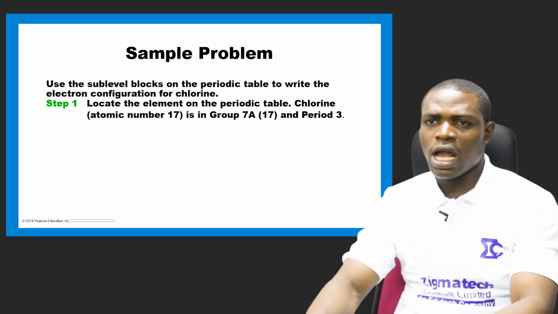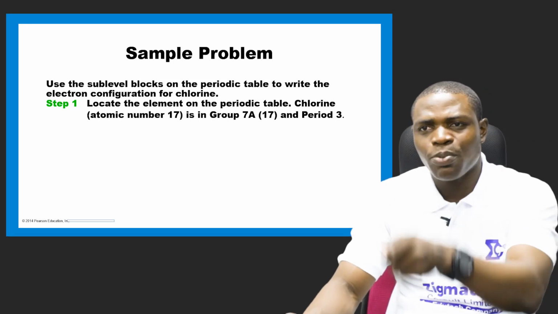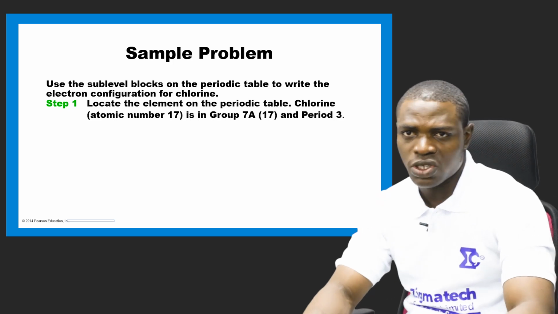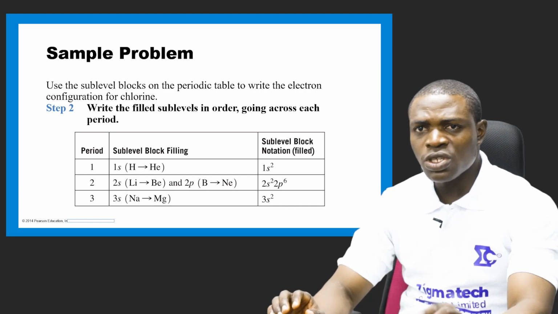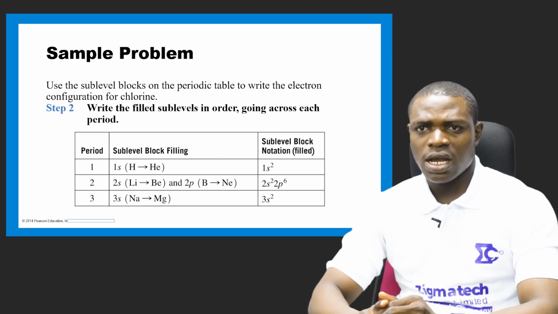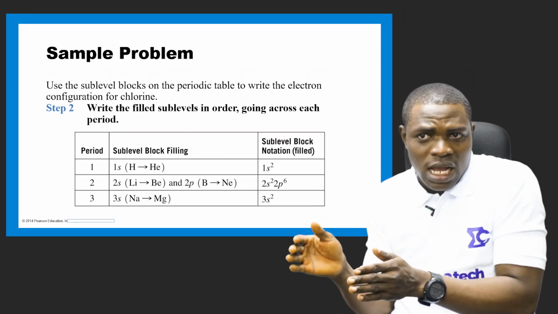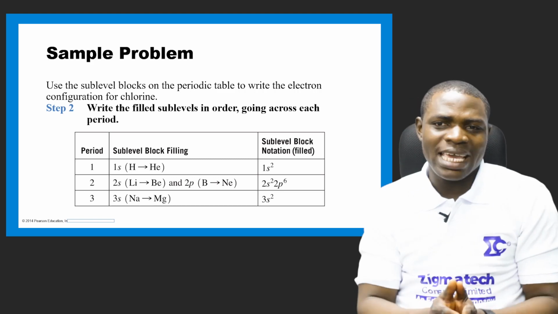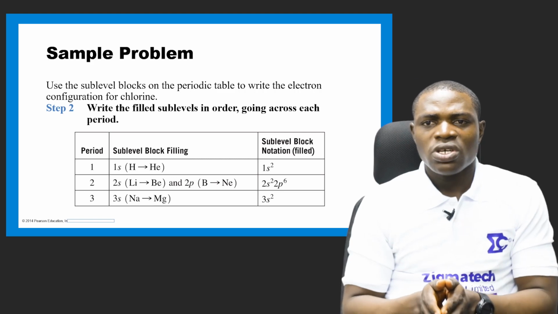So look at the problem now. We have actually been able to extract certain information that is very important for further chemical analysis in writing the electron configuration of this particular element. So let's do justice to it. Use the sublevel block on the periodic table to write the electron configuration for chlorine. Now, look at it. Write the filled sublevels in order, going across each period. In period 1, you have 1s, which is for helium.